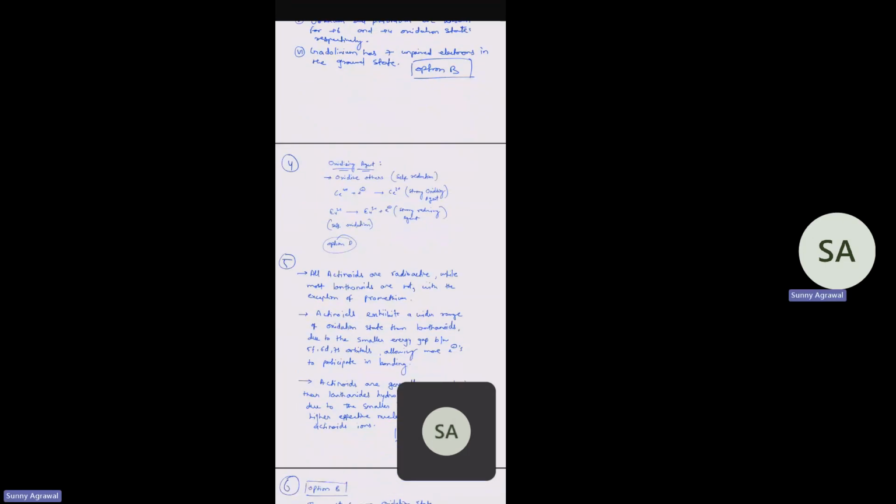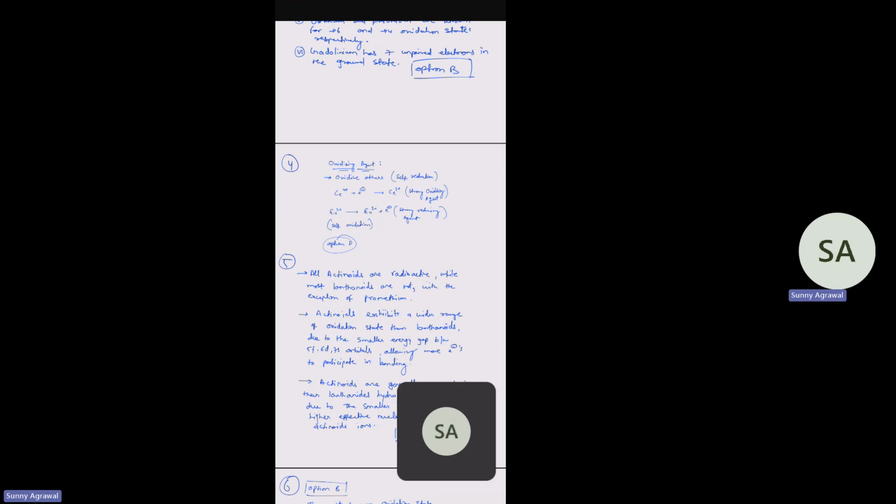Question number 4. Oxidizing agent and reducing agent. We have to identify the oxidizing agent and the reducing agent. So Ce4+ will go through self-reduction, meaning it will act as an oxidizing agent, whereas Eu2+ will lose an electron and act as a reducing agent, and through self-oxidation it will achieve the +3 oxidation state. Okay, so option D is the answer.